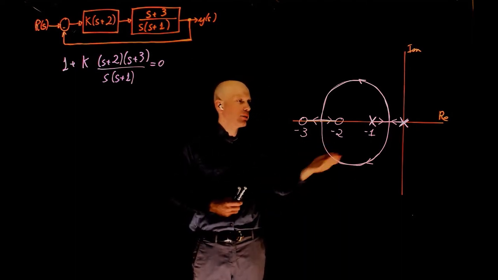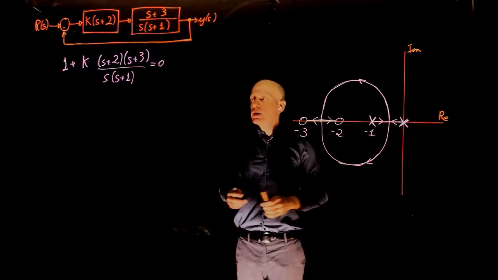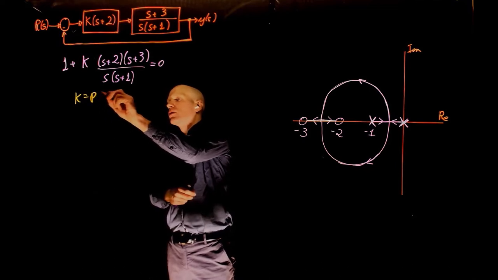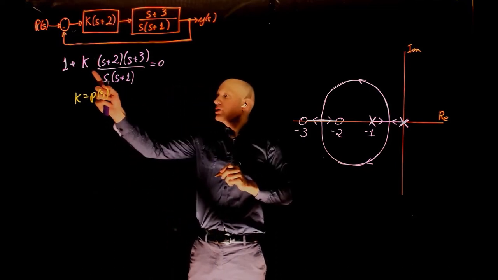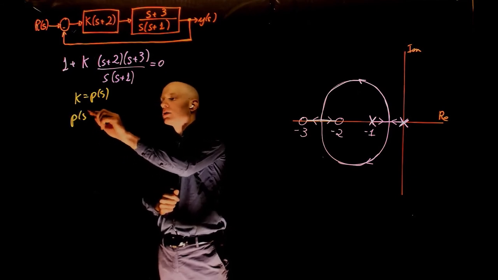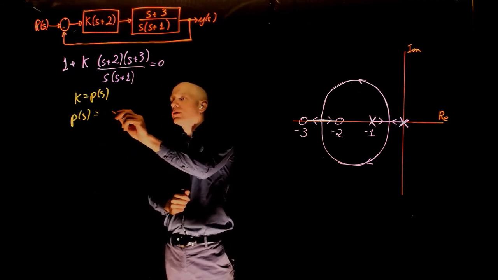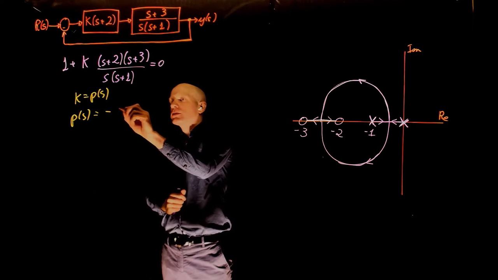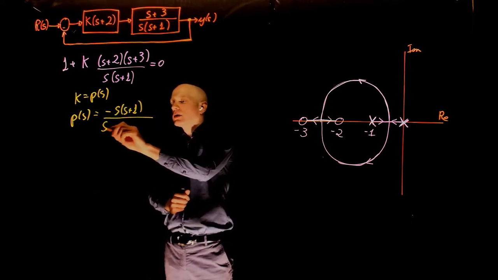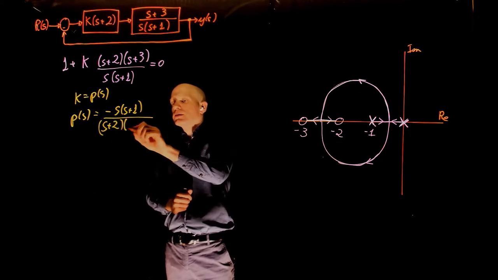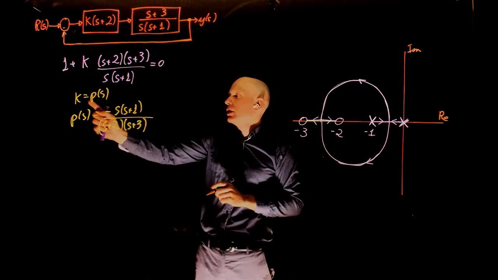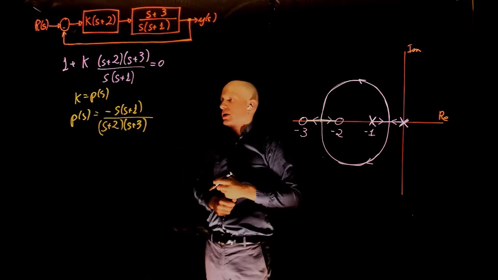So let's now find the breakaway and break-in point. To find the breakaway point, we can now set K to P of S and isolate for P of S in the resulting function. If you do that, P of S is negative 1 times (S+1) divided by (S+2)(S+3). Again, by simply rearranging, solving for K here and replacing K with P of S.